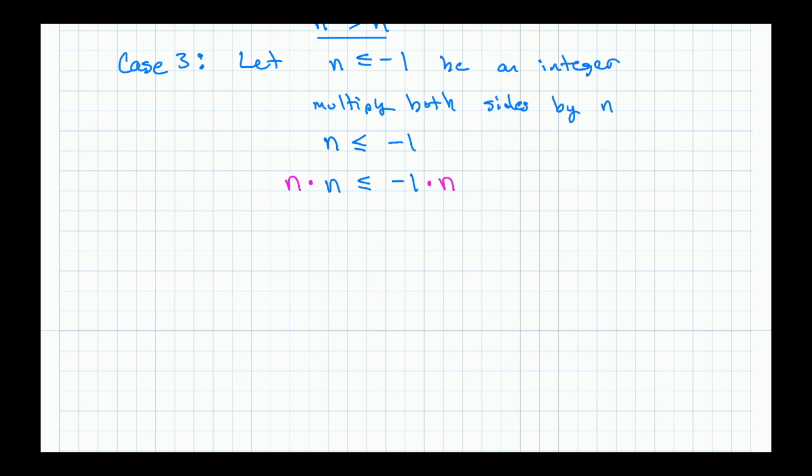But think about what happens to the middle here. This is an inequality. If you take an inequality and you multiply by a negative number, which n is, if you multiply by a negative, this symbol here flips and is going to point in the opposite direction. So this is actually the wrong way around now. It should be going the other direction. Okay? So now I've got n squared is actually greater than or equal to negative n.